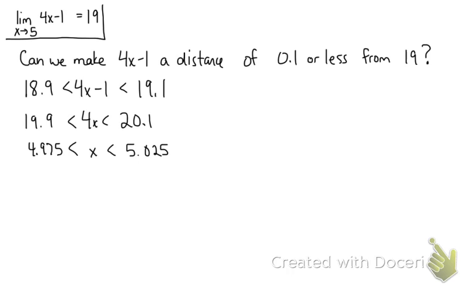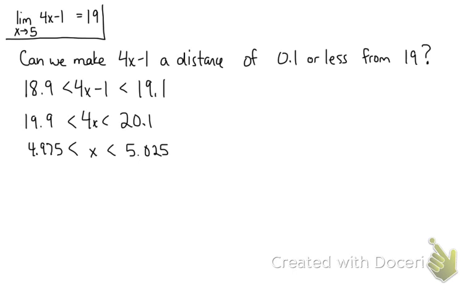And I get that in order for 4x minus 1 to be in between 18.9 and 19.1, x itself just has to be between 4.975 and 5.025, right? That's the requirement. That's how close is close enough for x to be to 5. If x is that close to 5, in between 4.975 and 5.025, which is a little interval around the number 5, then the same algebraic steps backwards will force 4x minus 1 to be in between 18.9 and 19.1.